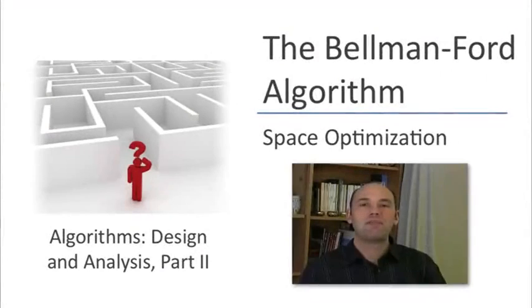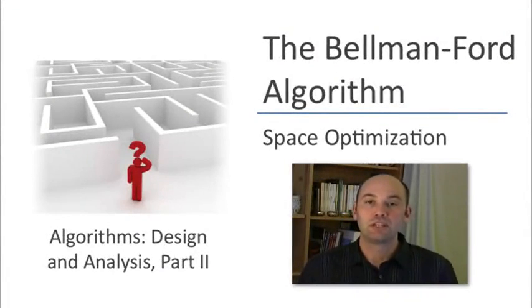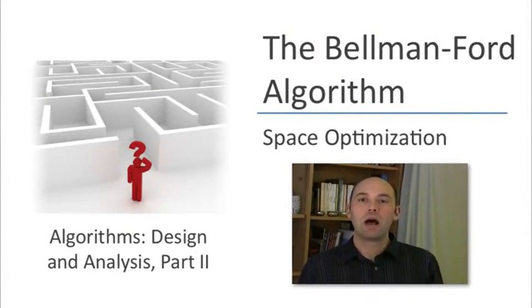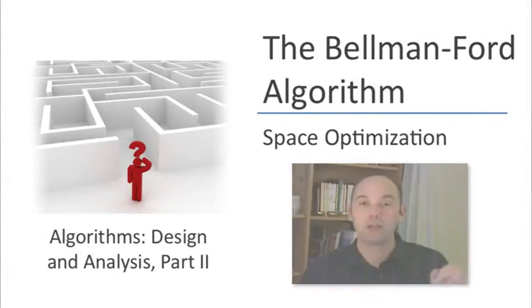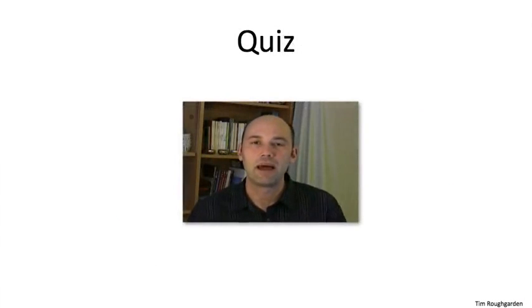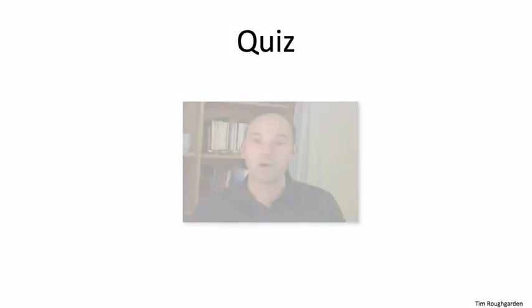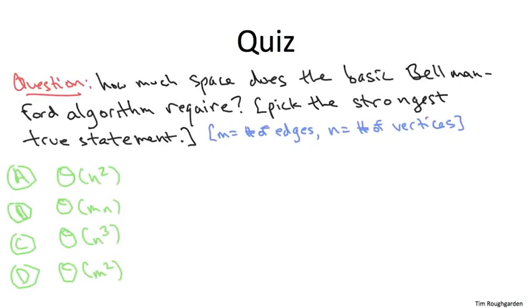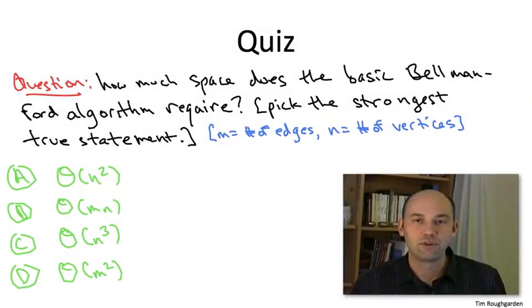So we've talked a bit about various running time optimizations of the basic Bellman-Ford algorithm. Now let's talk about optimizing the space required by the algorithm. To orient ourselves, let's just think about how much space is needed by the basic algorithm we've been studying thus far. Alright, so the correct answer here is the first one, A.